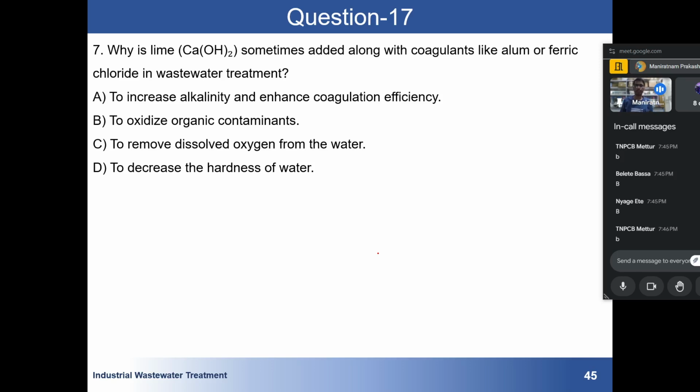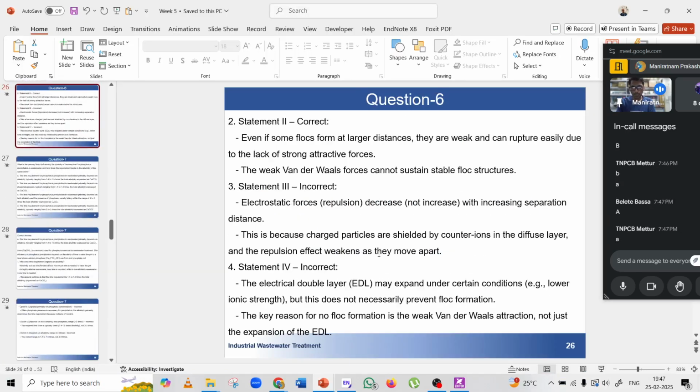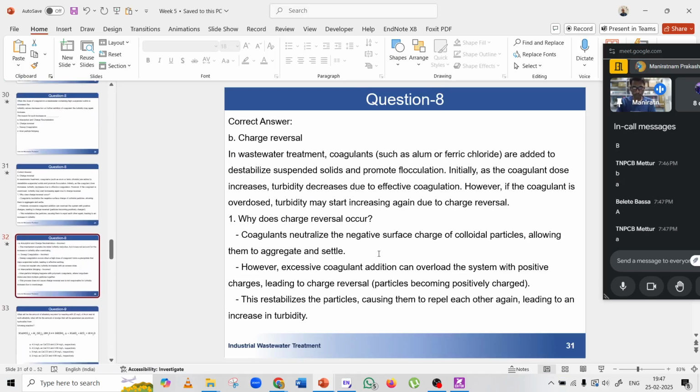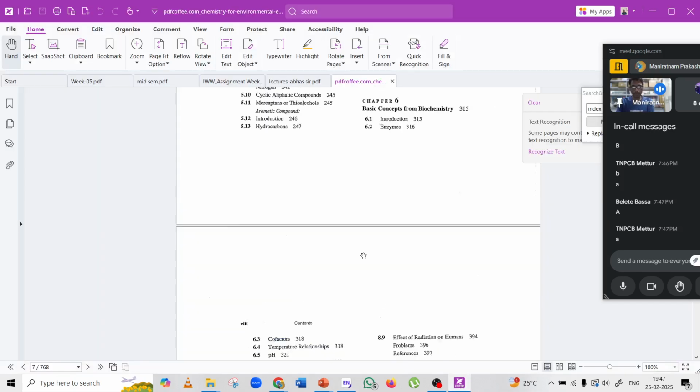Why is calcium hydroxide sometimes added along with coagulants like alum or ferric chloride in wastewater treatment? A. Okay. A. Correct answer. So see, if you recall, I don't know whether I have written the aluminum reaction here. I will show you one reaction. What really happens when alum is added?